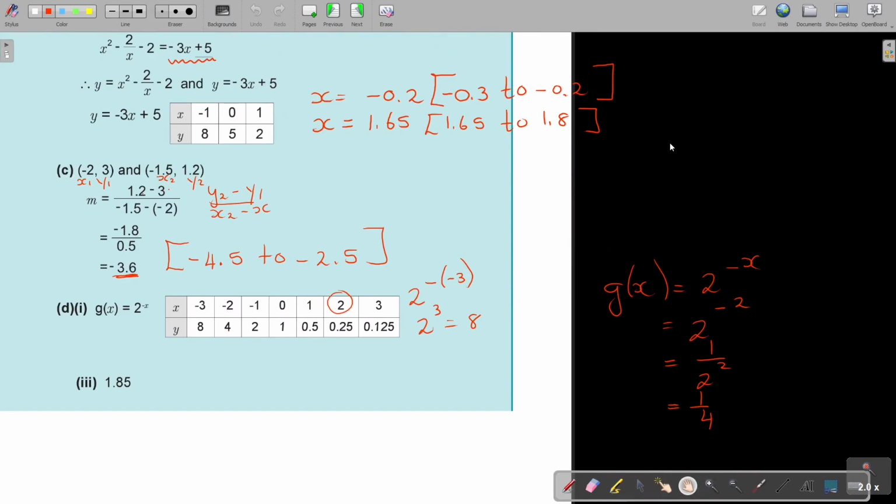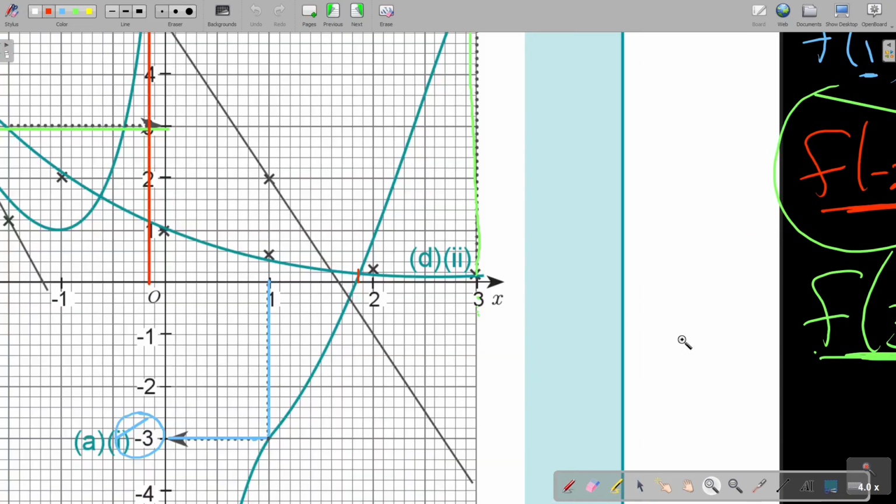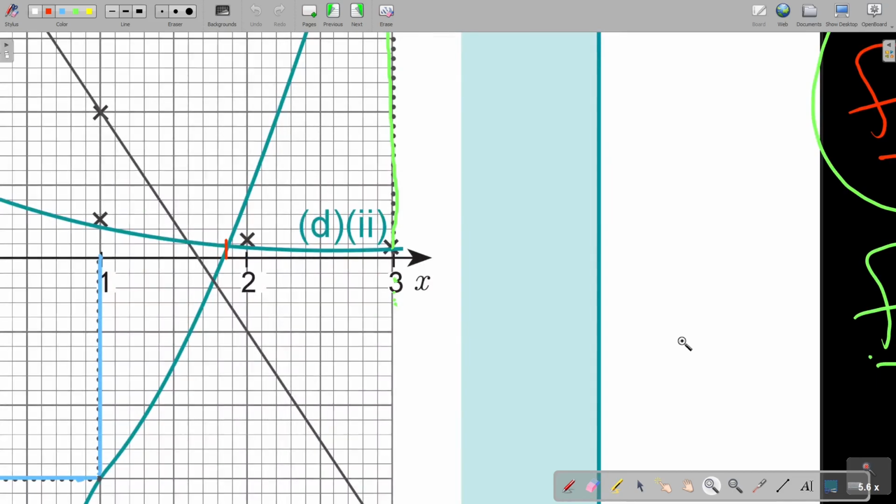Oh, I said 1.85. Let's just go and see why it was 1. Oh, yes, I can see. Because there, do you see? I'm going to make it bigger. Then you can see it better.